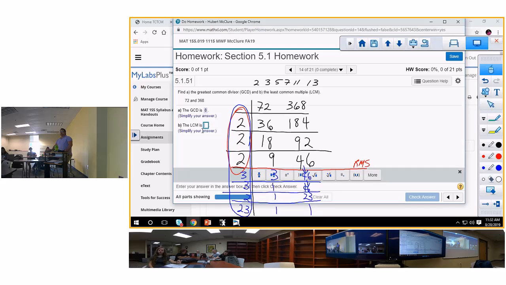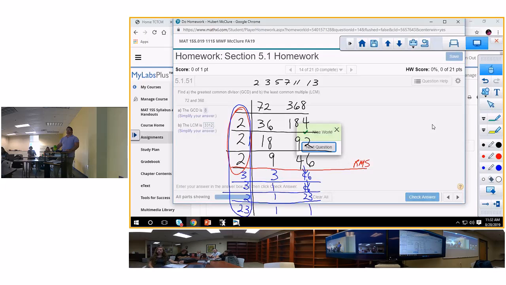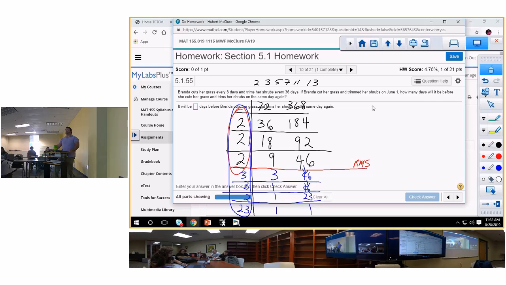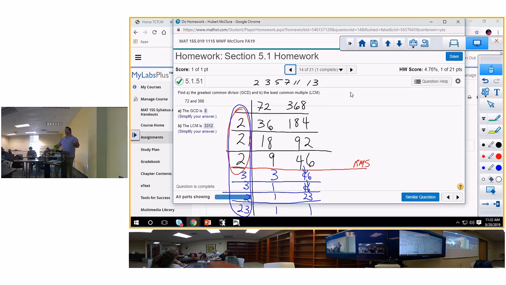What is it? 3312. That's fine. You can use it. I'll give you permission to use a calculator on that one. And that's the two answers. So, when we were doing least common multiple, greatest common. Yeah, it's the other way around. So the greatest common divisor is 8. It's the smallest number. The least common multiple is 3312.